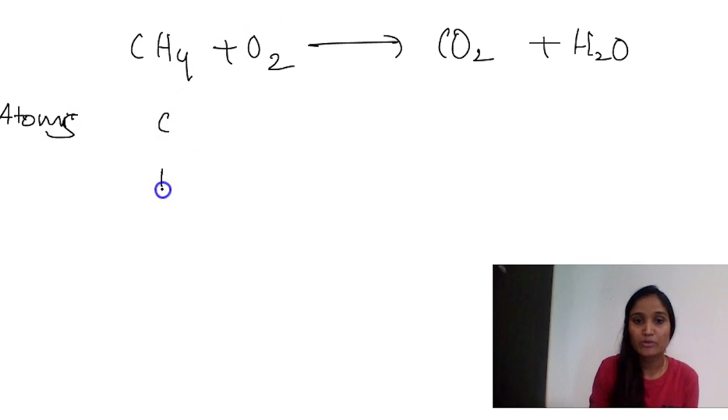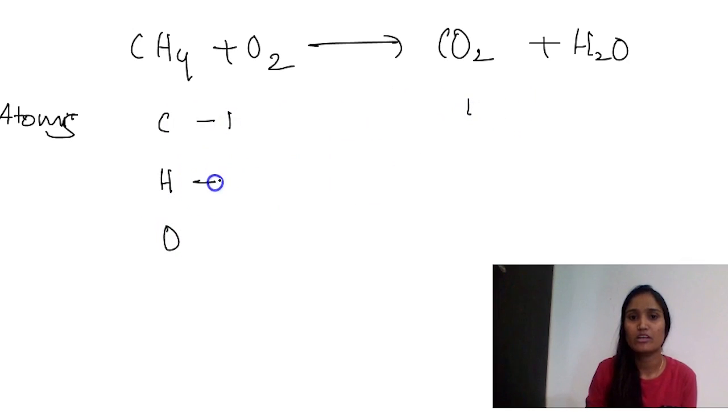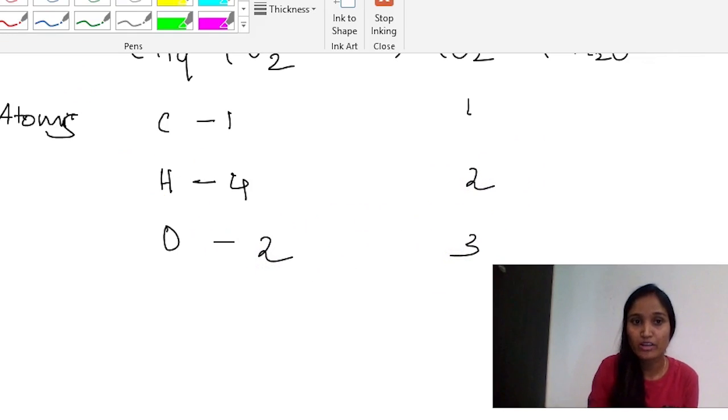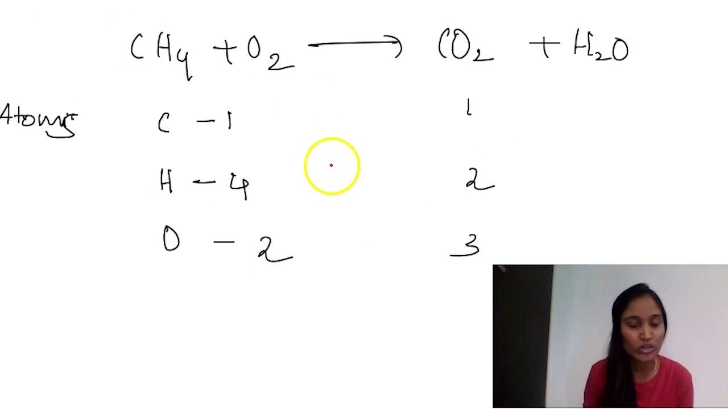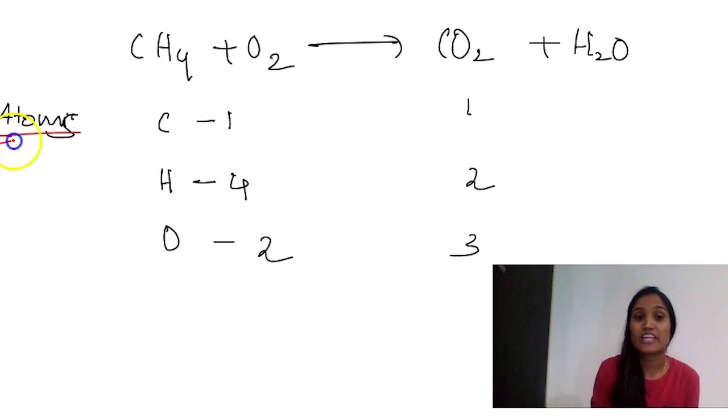Okay. So carbon, hydrogen, oxygen. 1 carbon and here is 1 carbon. Hydrogen, 4 hydrogen, here is 2 hydrogen. Oxygen, 2 oxygen, here is 3 oxygen. This is the first step. Done. Any questions or any doubts? No confusions, is it? Now, step 2.